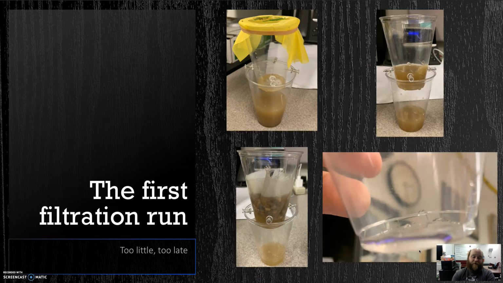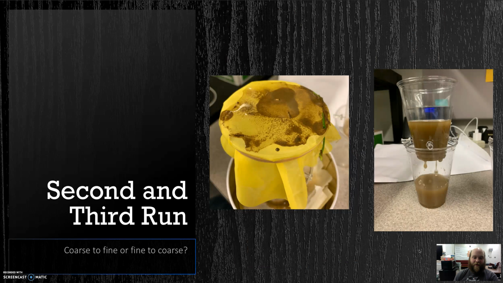So the first filtration run, it went well, but I ended up with very little, as you can see there, very little water, just because the coffee filters that were holding the substrate soaked up a lot of the water, and then what was lost in each filtration process, so I ended up with very little water after that one. So I learned to make some more water than I originally had. Second and third runs went well.